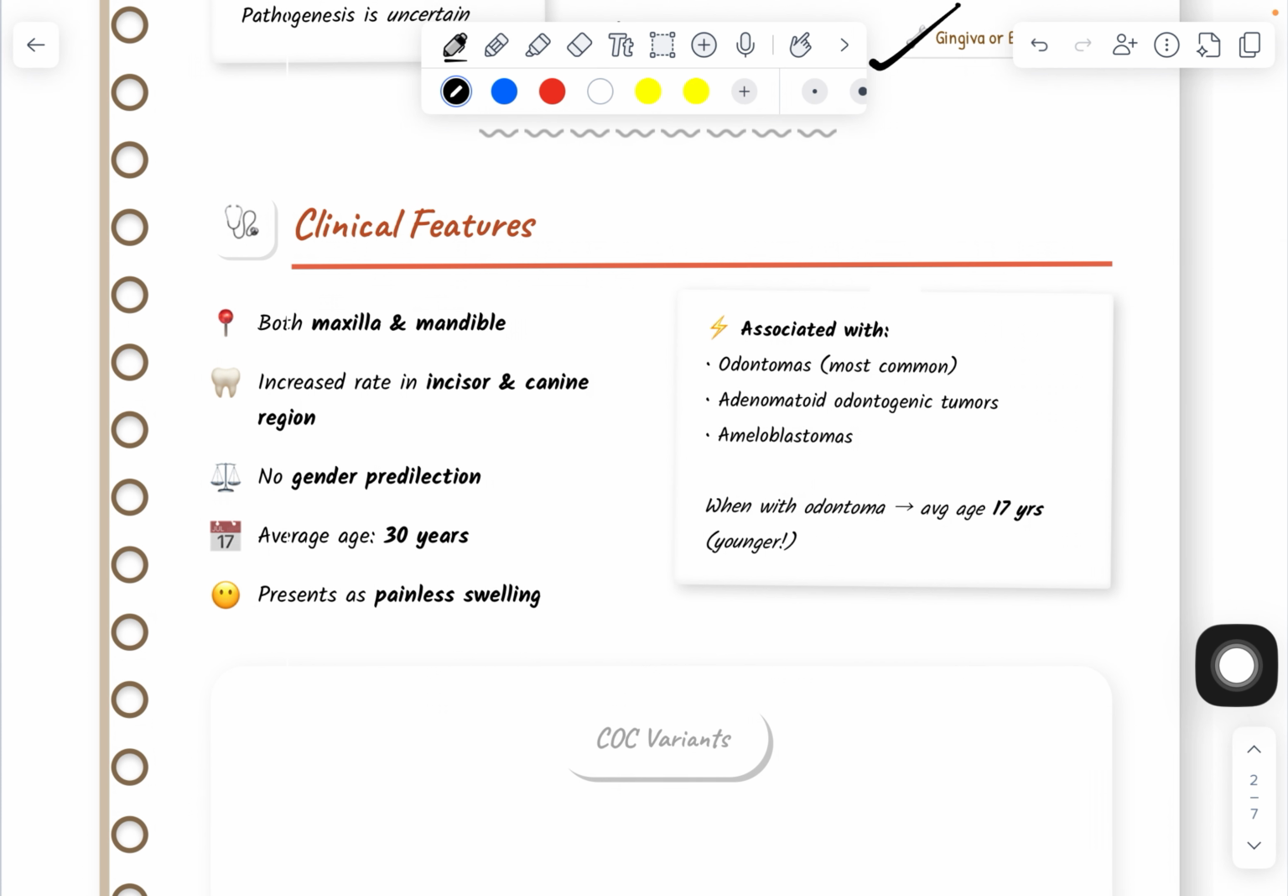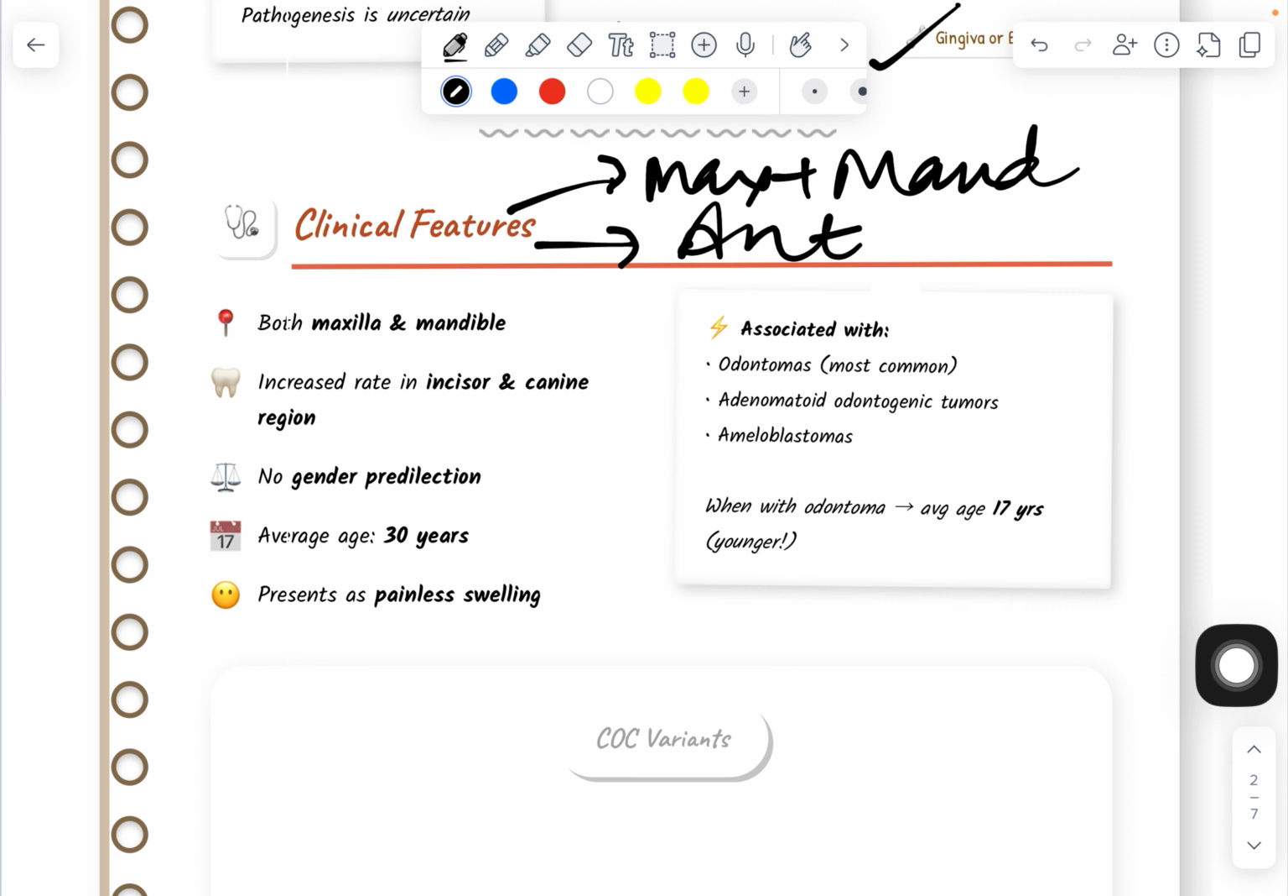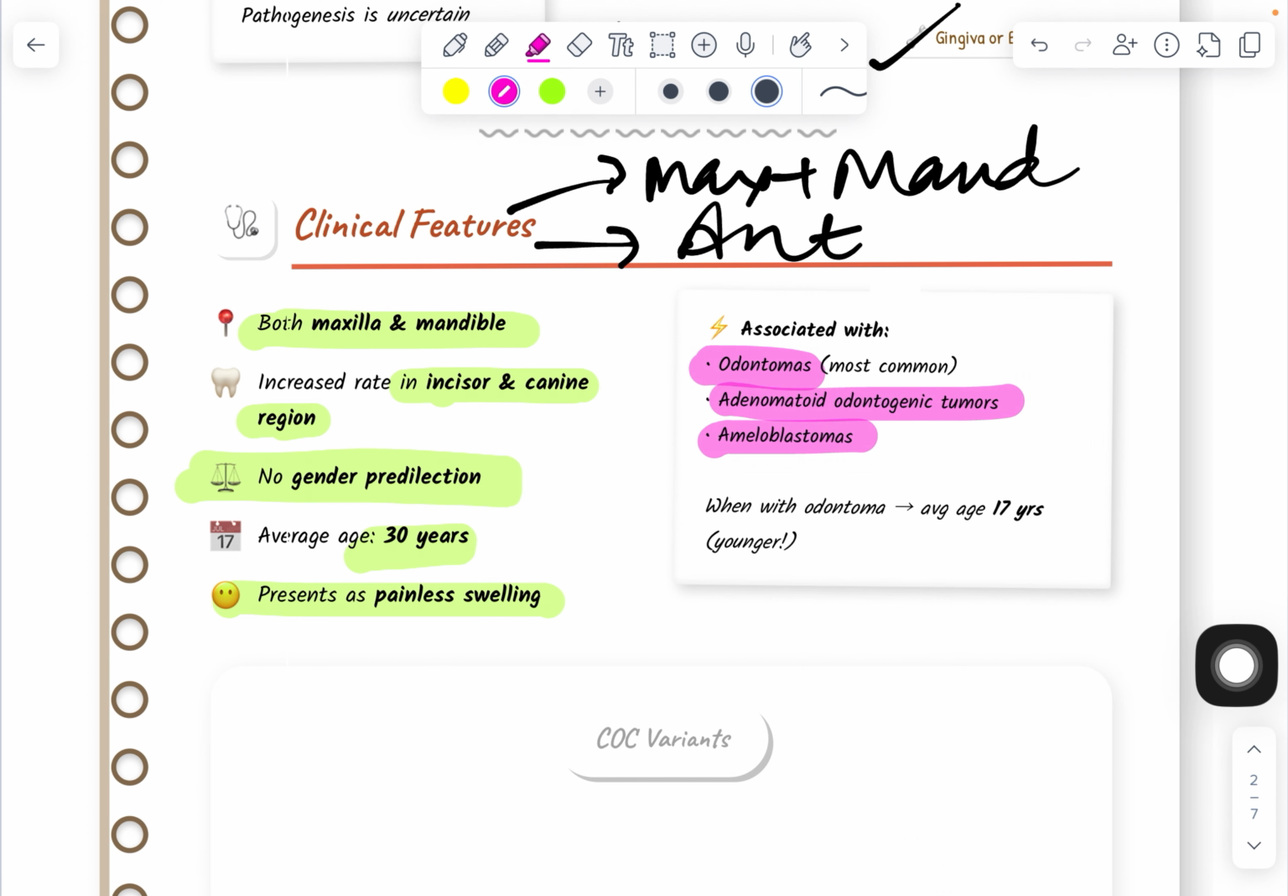Coming to the clinical features, basically it is common in both maxilla and mandible. It is most common in the anterior region, both maxilla and mandible. Increased rate in incisor and the canine region. It has no gender predilection and an average age of 30 years and presents as a painless swelling. So it is most commonly associated with odontomas, AOTs, ameloblastomas.